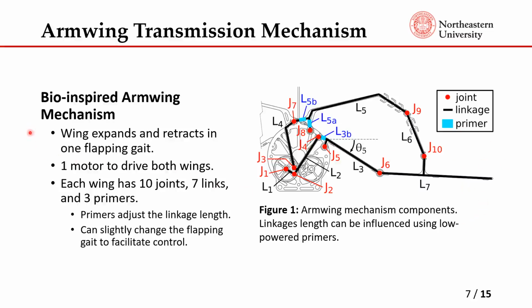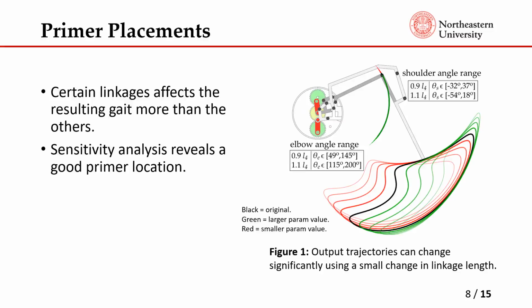So basically, the bio-inspired Armwing mechanism, in summary, has this linkage mechanism controlling the flapping gait. One motor drives both sides of the wing, like this. So it's a symmetric flapping gait right now. But you can change the primer lengths to make it more imbalanced and use it for control. Each wing has 10 joints, 7 links if you count this, and 3 primers located over here, shown in blue. As mentioned in the previous slide, we want to place the primers where it's most sensitive.